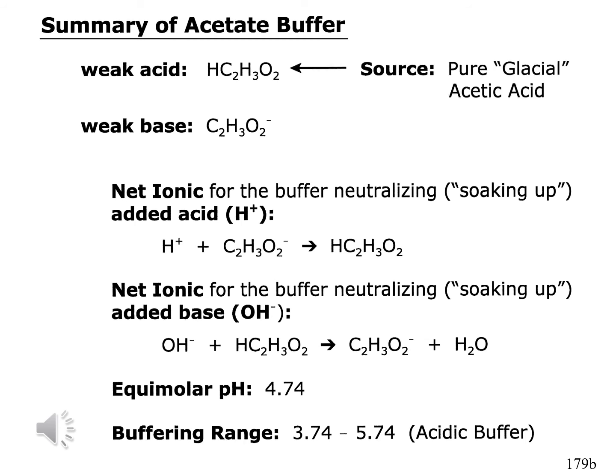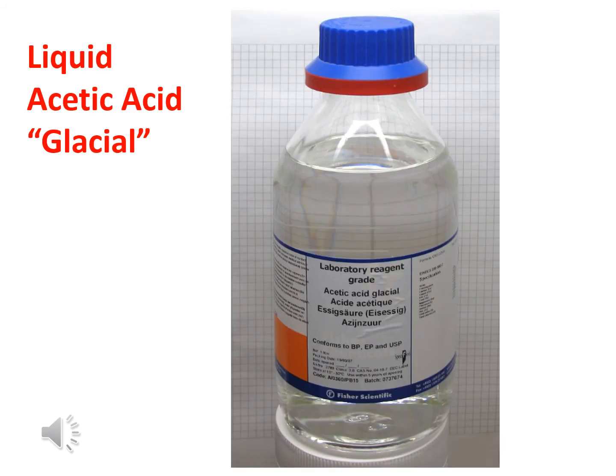I like to talk about where the buffering components come from, because if you were in the lab, you would have to actually measure these out. And what if you want to make an acetate buffer? What is acetic acid? What do you buy when you want acetic acid? Well, you know that 5% acetic acid is vinegar, but this bottle represents pure acetic acid. It's a liquid at room temperature, but they call it glacial acetic acid. It's the only one I know of that uses that word because it freezes just below room temperature.